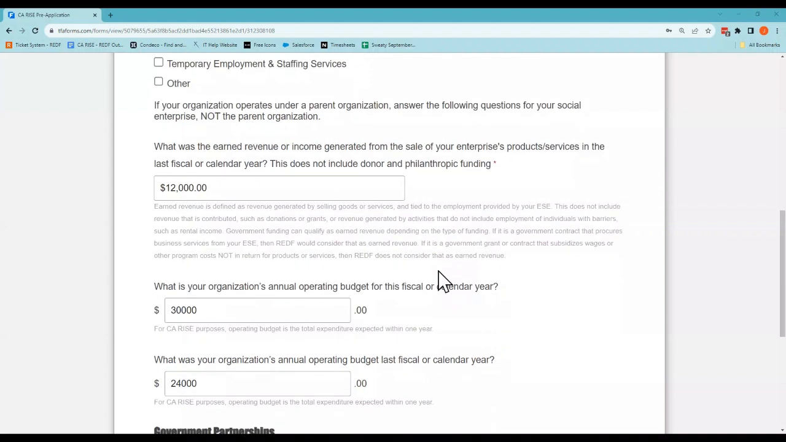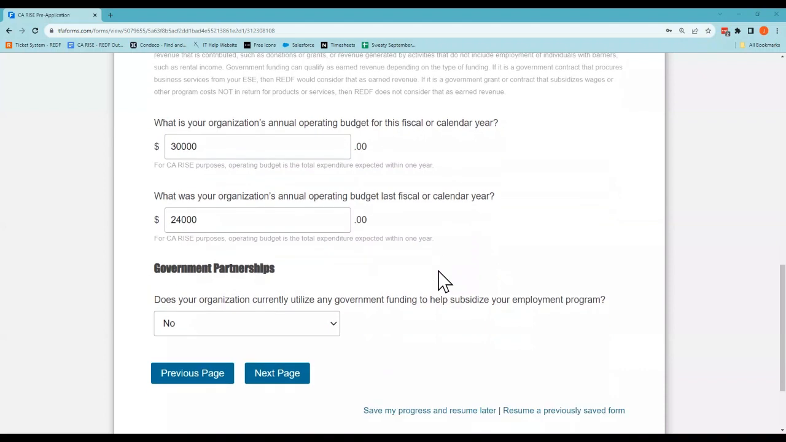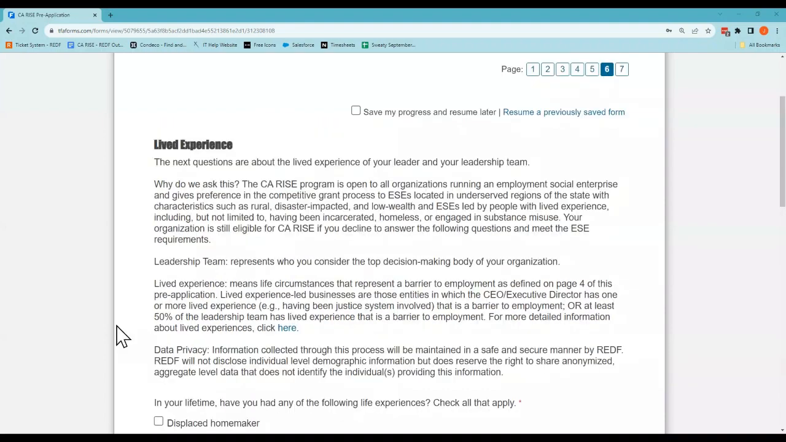Operating budget for California RISE purposes is defined as the total expenditure expected within 1 year. If your employment social enterprise utilizes any government funds to subsidize this program, it should be documented here. We will ask additional details about this if admitted into the program.